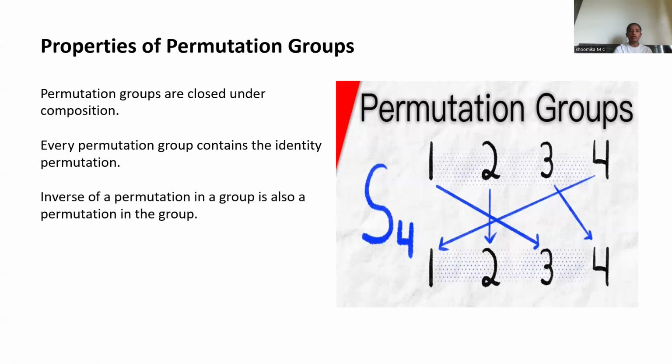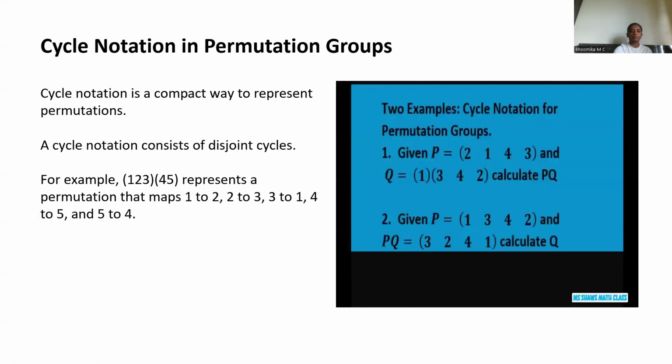Properties of permutation groups. Permutation groups are closed under composition. Every permutation group contains an identity permutation. The inverse of a permutation in a group is also a permutation in the group.